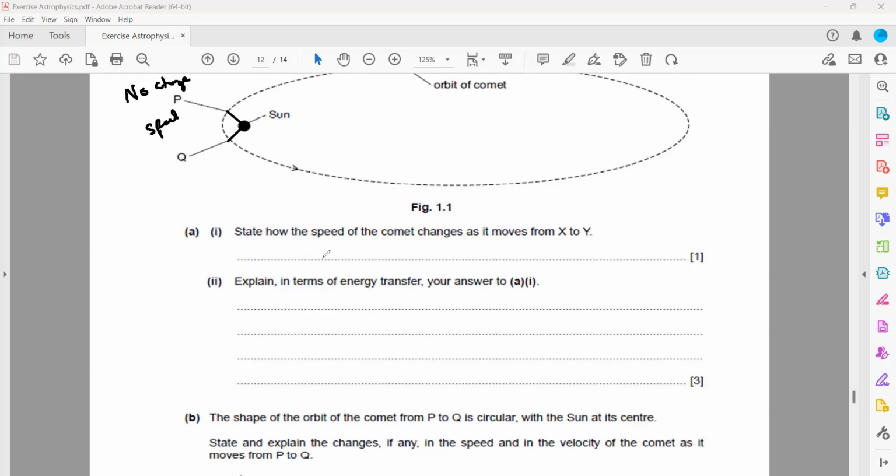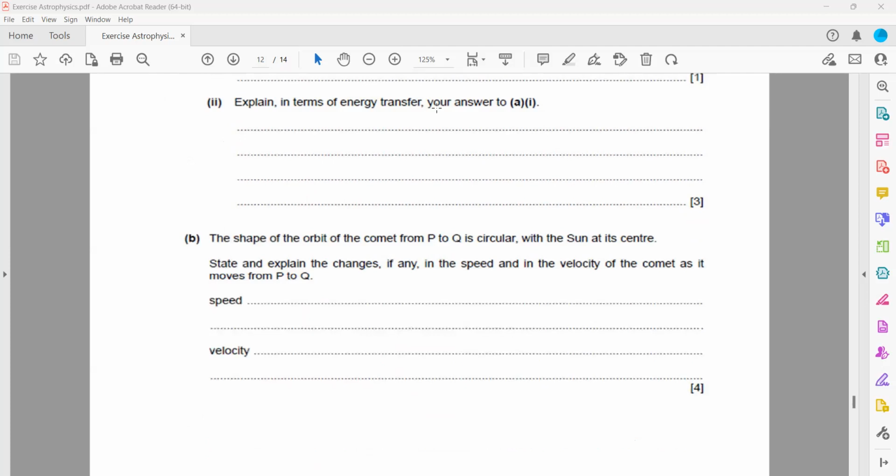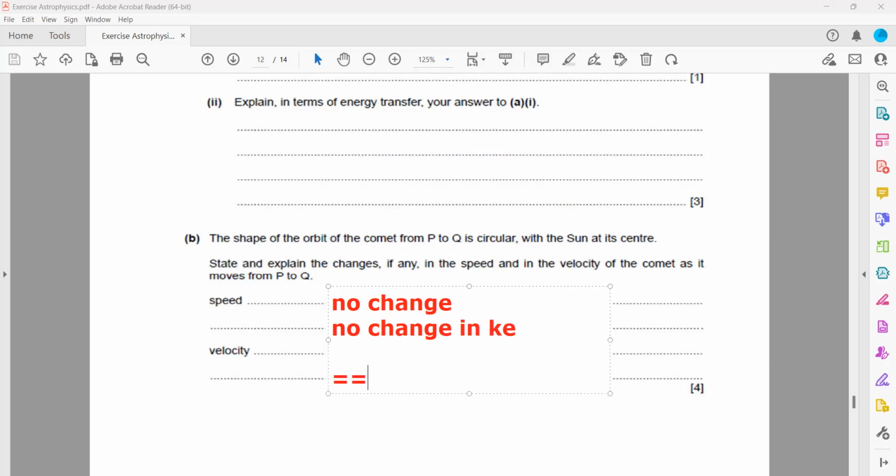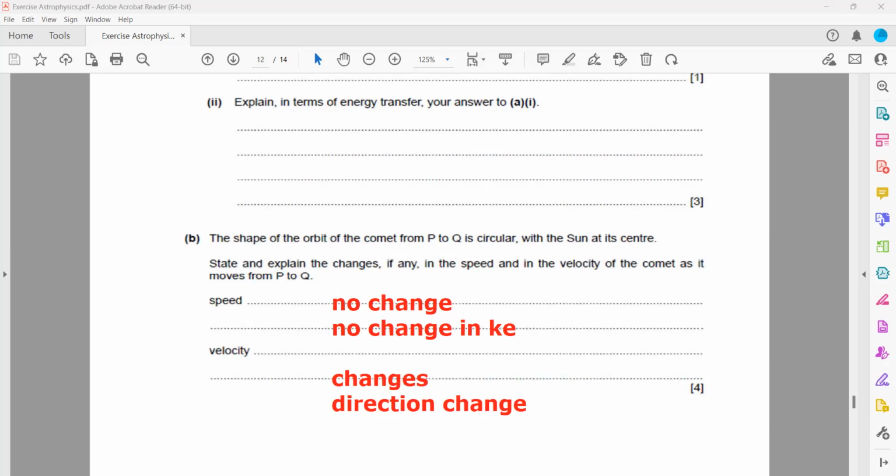But what happens to velocity? Velocity will change because velocity is a vector quantity. As the direction changes, the velocity will change. So for speed, there is no change, because there is no change in kinetic energy. For velocity, it changes, because velocity is a vector quantity, as we discussed. If the direction changes, the velocity will also change. Is this clear?